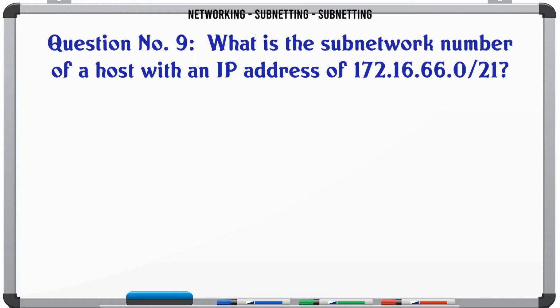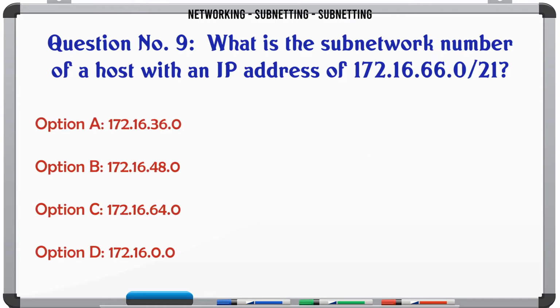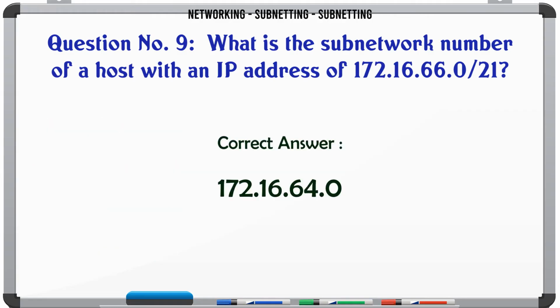What is the subnetwork number of a host with an IP address of 172.16.66.0/21? A. 172.16.36.0, B. 172.16.48.0, C. 172.16.64.0, D. 172.16.0.0. The correct answer is 172.16.64.0.